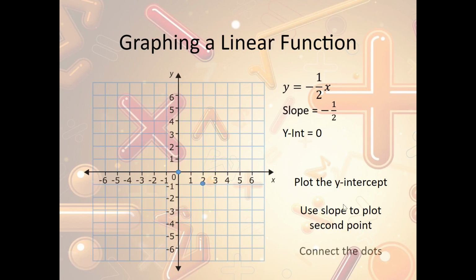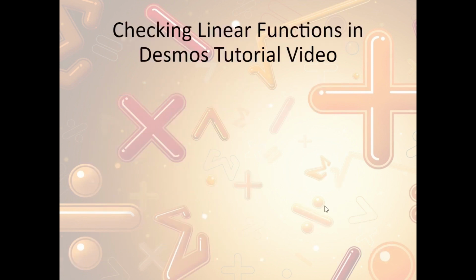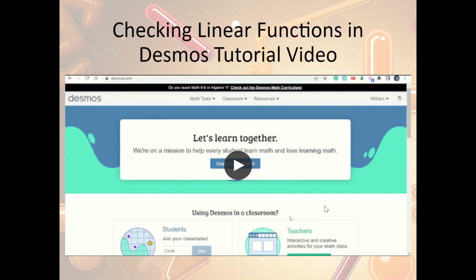The next step is just to connect the dots and draw a line between them. So I'm going to connect the dots, and now I have a linear function that is graphed that goes through 0 and has a slope of -1/2.